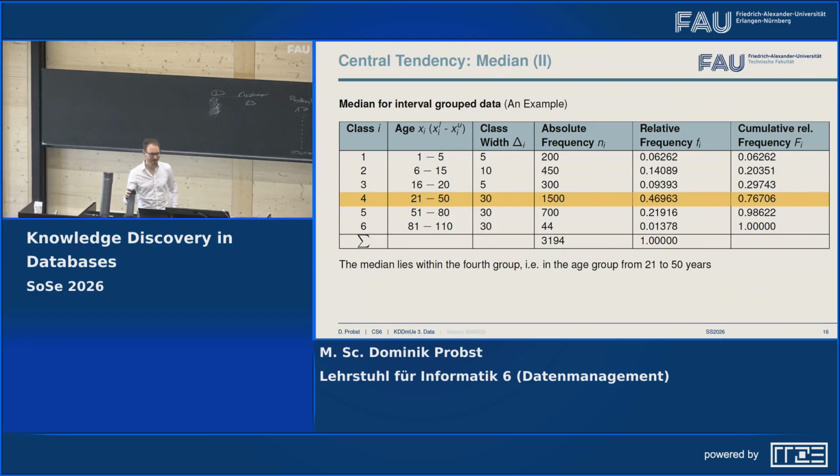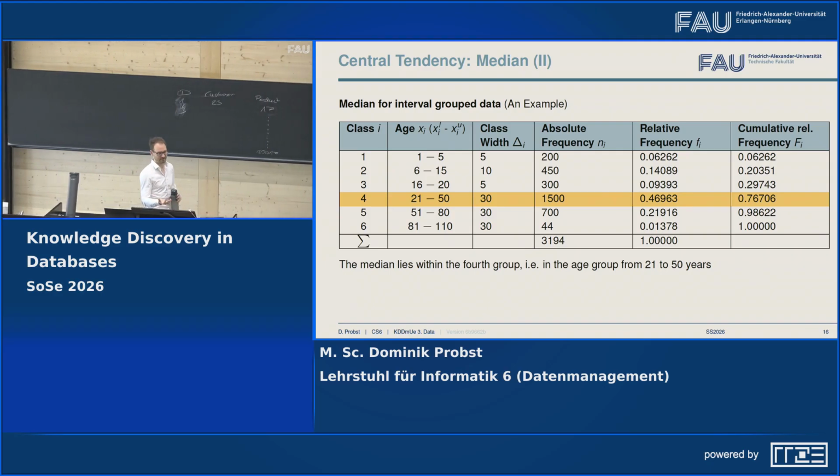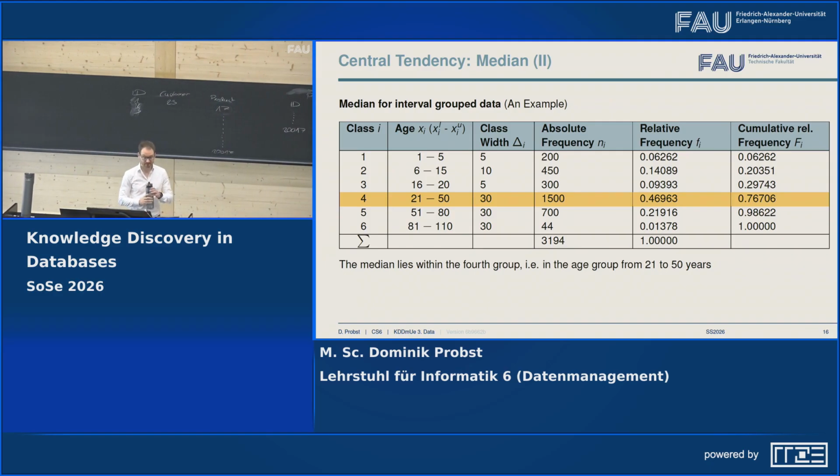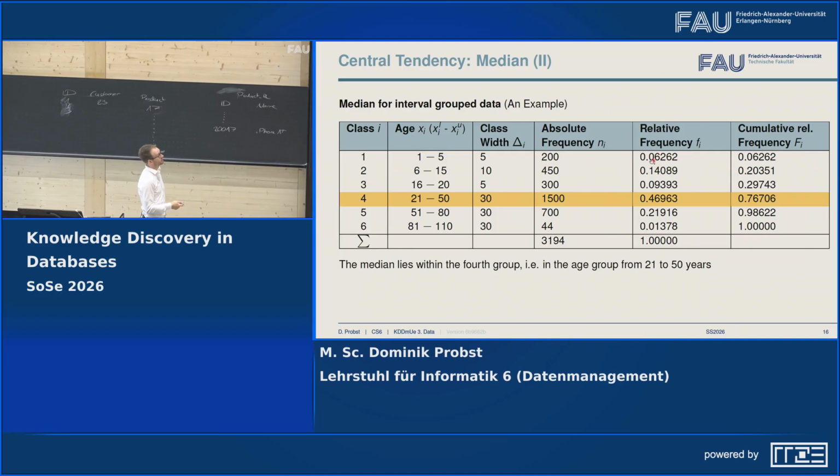The answer is already given, but how can we derive it? Well, we first have to take a look at the absolute frequency. We simply take a look at how many people in percent are within each age group. So 300 people of 3,194 equals about 6% of people, while 300 people of 3,194 equals about 9.3% of people.